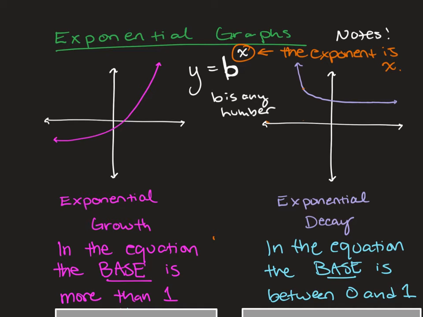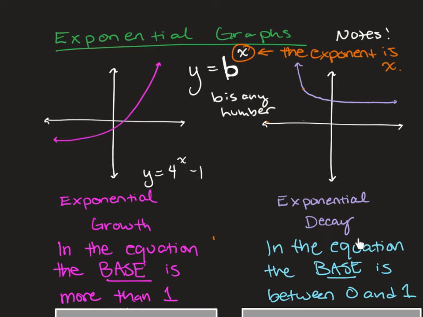And if it looks like this, where it starts out kind of flat and then it goes really high, then what we know is that the base is more than 1. So for example, this could be the equation like y equals 4 to the x, maybe minus 1 kind of thing. So the base, this 4, that's the base, has to be a bigger number than 1. And then the x, of course, is just an exponent.